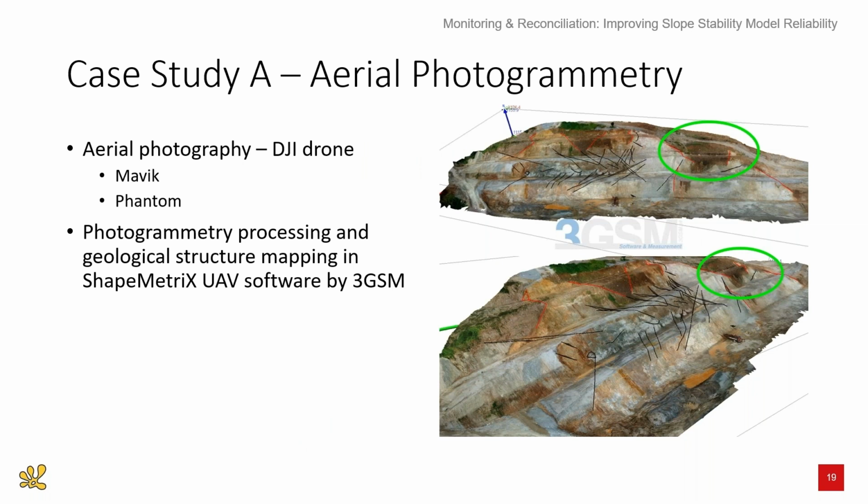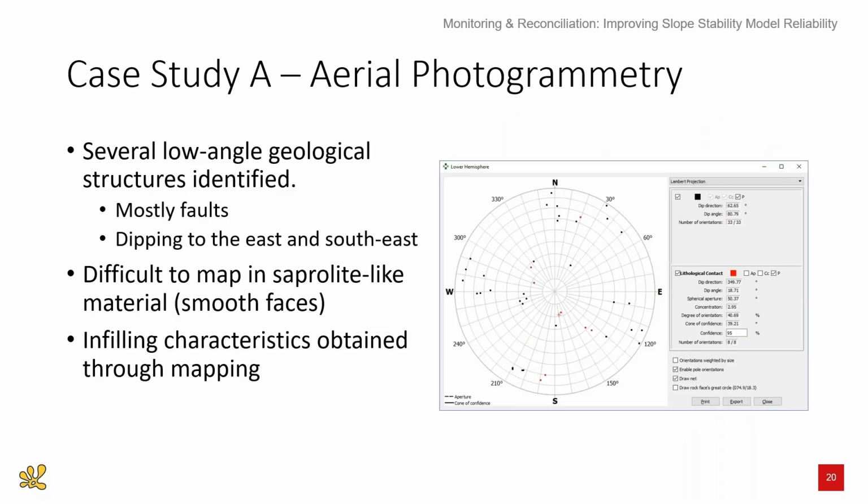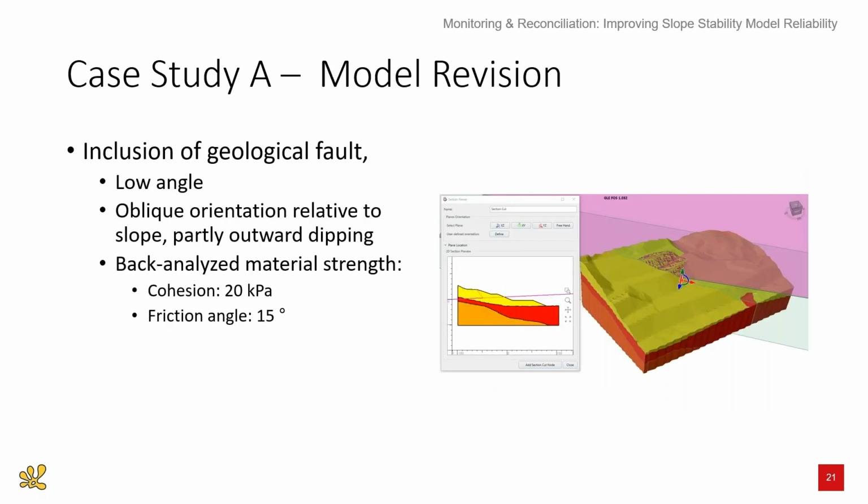So aerial photogrammetry was undertaken using a basic drone from DJI, and photogrammetry processed in Shapemetrix software to model the actual fault planes that are visible in the slope, which were not identified during drilling campaigns. It basically identified several low-angle faults that were dipping to the east or southeast, and these are really difficult to map in smooth faces that are in saprolitic material. The infilling characteristics, however, were obtained from mapping.